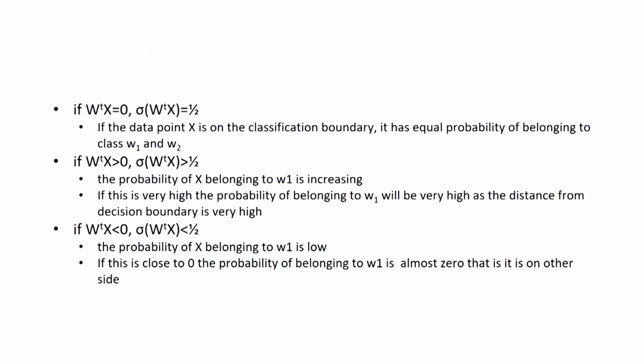The same thing is written here. You see, if W transpose x is 0, then when we provide W transpose x equal to 0 in the sigmoid function, its value will be half. So, we can say that W transpose x is 0. It means x is a new point that lies on the boundary equation.